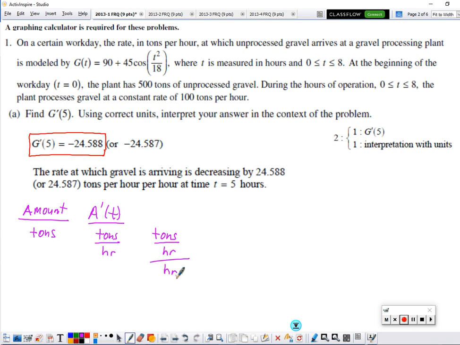So to explain this, this is not a rate itself, it's the rate at which gravel arrives. So the rate at which gravel is arriving is decreasing. So this rate, G of T, is going down by this amount, 24.588 tons per hour at time equal 5. You need to have almost word for word what they have here. If you have something different, you can read it to me and I can let you know whether you got the point or not. But it has to be pretty close.